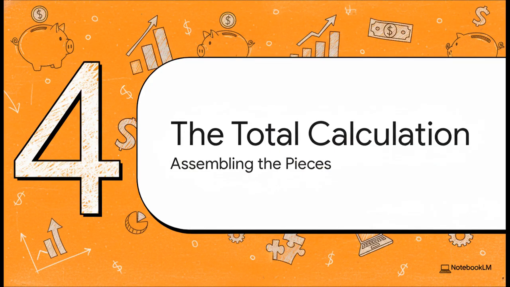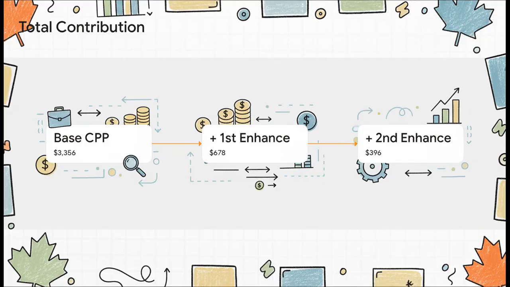All right, we have all three of our building blocks now. We've got the foundation and the two new layers. So let's do the easy part and just assemble them all together to get our grand total for 2025. It's really just a simple addition. We start with our base, that 3356. Then we add the first enhancement of 678. And finally, we tack on that new CPP2 amount of 396.